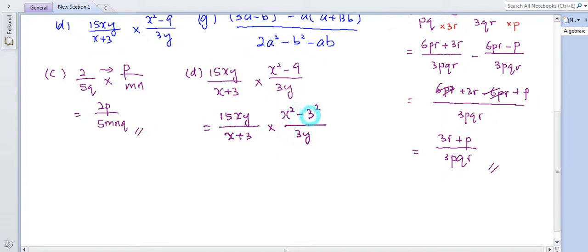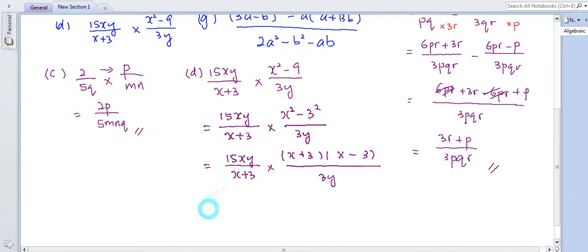When you see this, always remember the a squared minus b squared formula. Okay, here will be 15xy over, I just copy first, x plus 3. This one, make it become 2 brackets. I hope that you still remember: x and 3, x and 3. One is plus, another one is minus. Over 3y. Okay, now we can start to simplify.